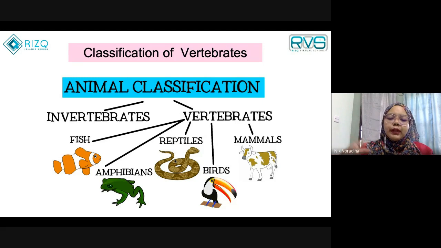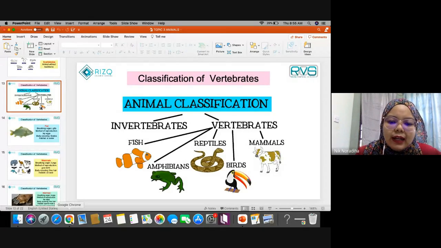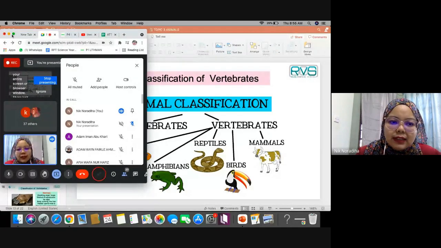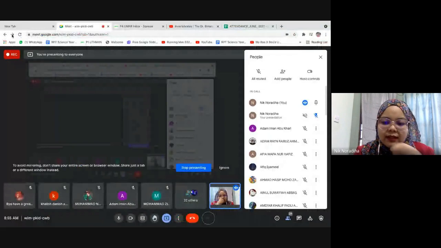Because if we combine them together, there are many types of animals. So some of the scientists before decided to divide those animals into five groups: fish, amphibians, reptiles, birds, and mammals. And just now we have seen the characteristics of these animals. So far, it's okay. We will do an activity later to make sure you can understand better.